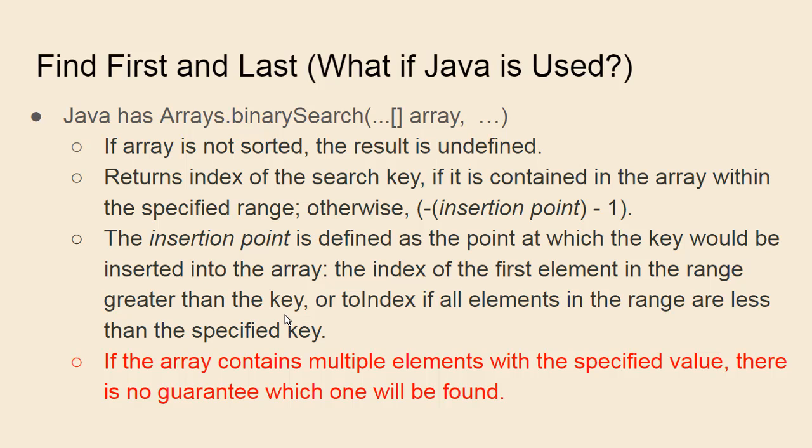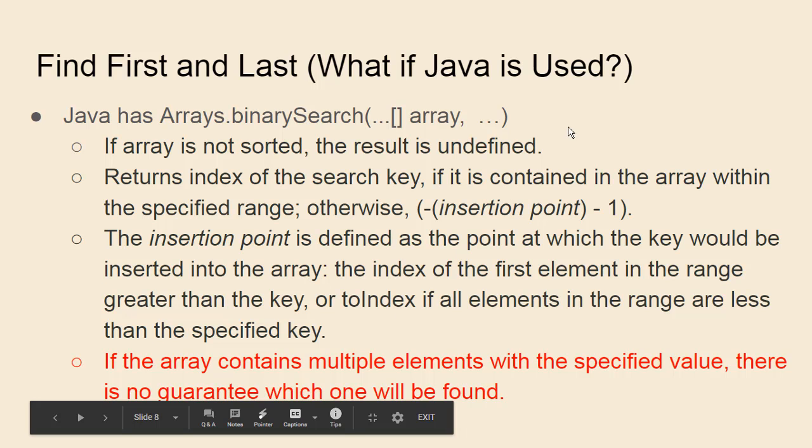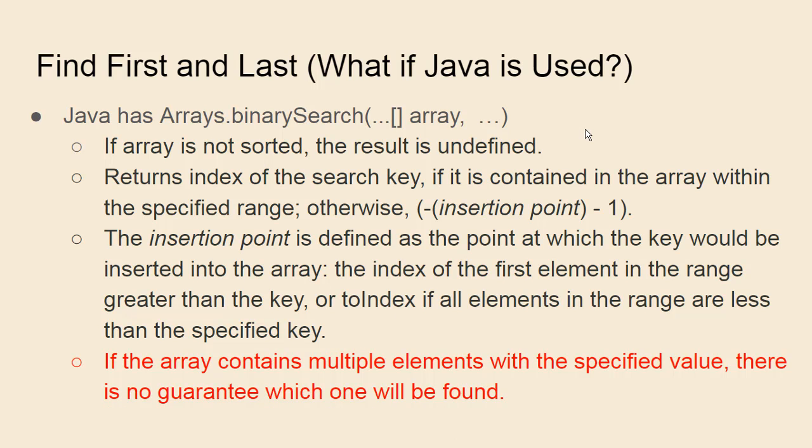However, when the target appears more than once, if the array contains multiple elements with the specified value, there's no guarantee which one will be found. It will find one of them, but it will not guarantee whether it finds the first or the last. Essentially, it can use a very simple binary search. You compute the middle, and if the middle element equals the target, you simply return. So you don't know whether that is the first one or the last one. Because of that, we cannot use Java's binary search to solve this problem.